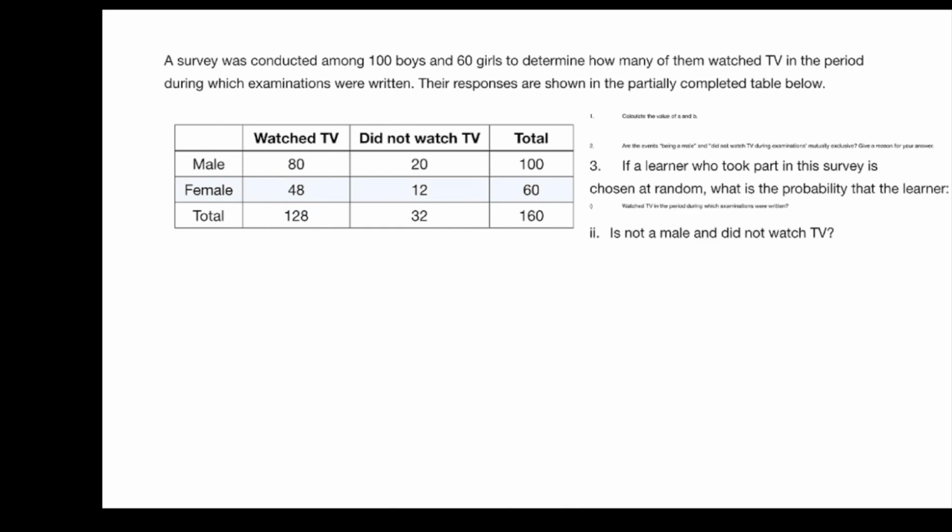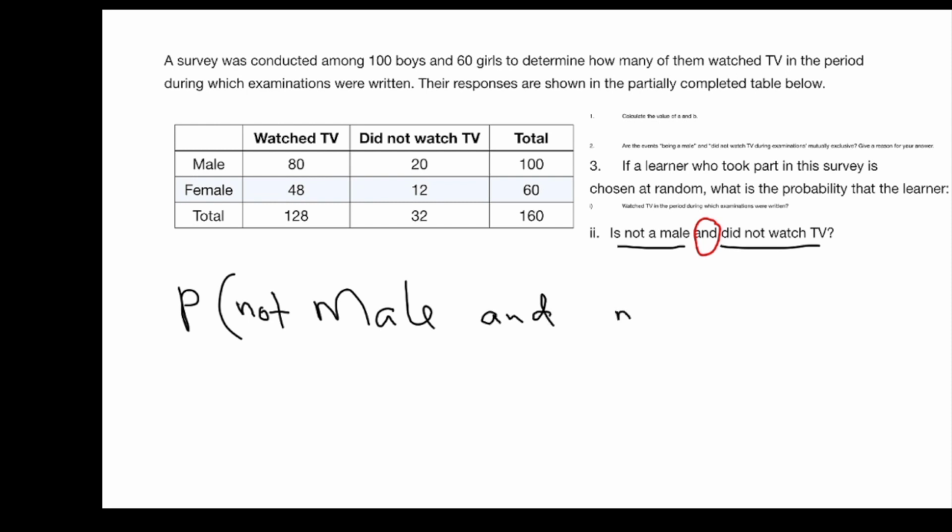Part 2 of that same question says, a learner who took part in this survey is chosen at random. What is the probability that the learner is not a male? So this learner is not a male and did not watch TV. So you need to take note. It says "and". So the learner is not a male and did not watch TV. Right, so it's the probability that the person chosen is not male, and did not watch TV.